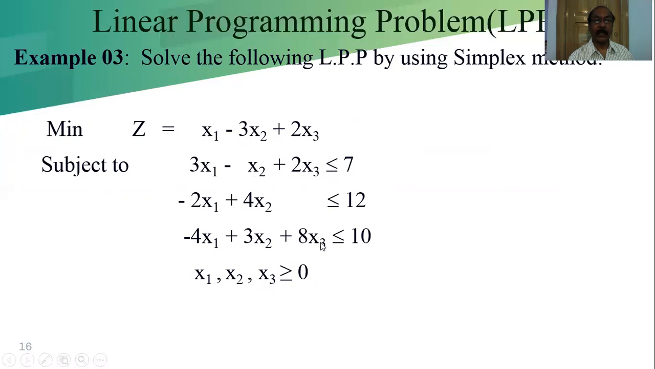So these three constraints are there. That is the inequations, the objective function, and these are the non-negativity restrictions. First we convert the minimization objective function to the maximization problem.